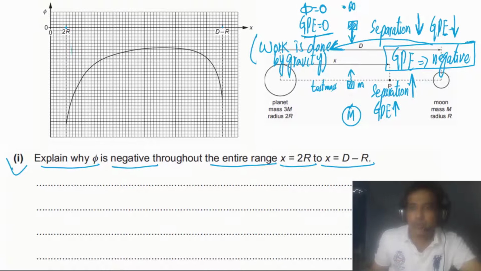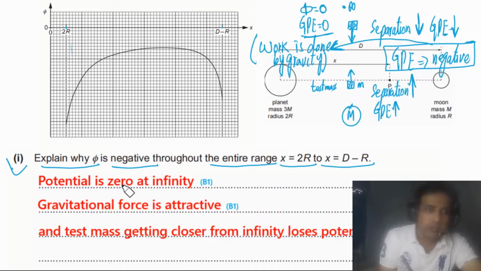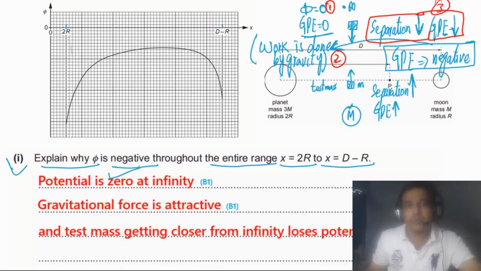So let me show you how you can write down your final answer. In your final answer you can mention these 3 points. One, potential is 0 at infinity. We have already discussed that. Second, gravitational force is attractive, or when work is done by gravity, GPE decreases. The third point is that separation is decreasing: as separation decreases, GPE decreases. These 3 points you have to mention in your answer. This question is very common, so you have to master this concept.